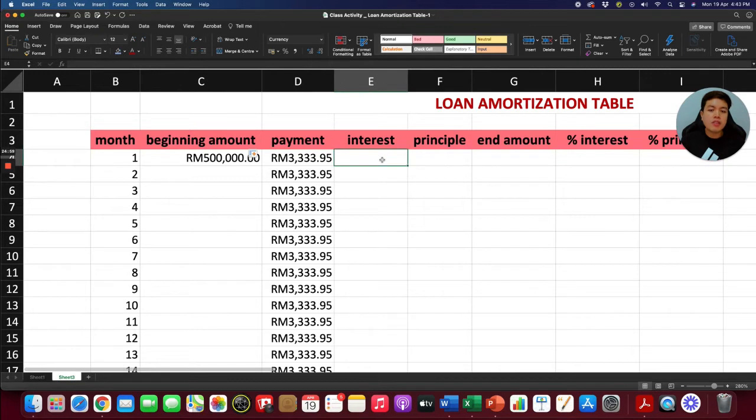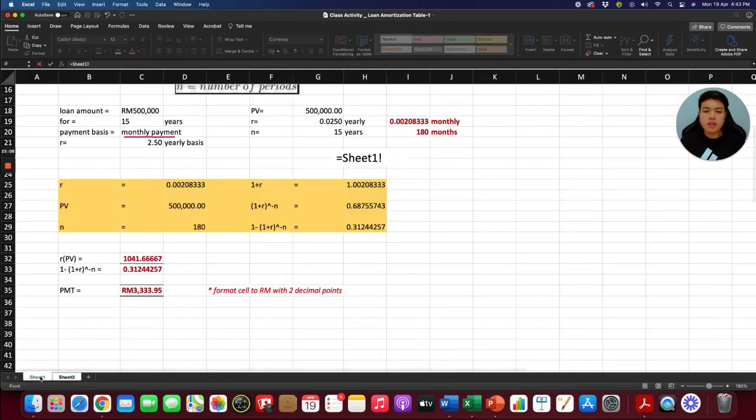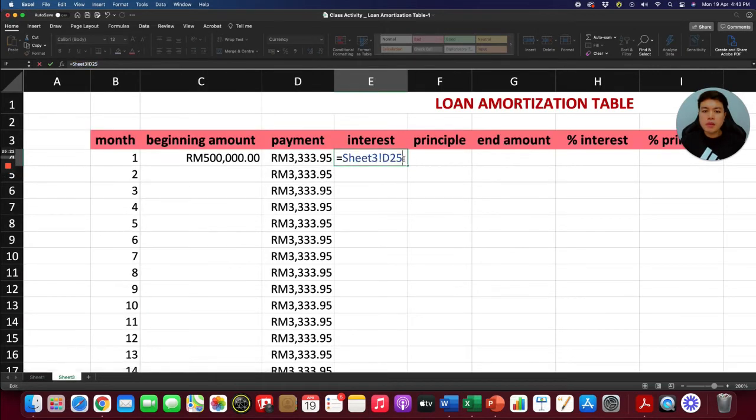Alright, what about interest? How to calculate interest? For the loan amortization table, interest is: equal sign, the interest rate. If you remember how much the interest rate was just now, don't forget your R, take your R, 0.0020833 here. Click it, and then times, small star, times your beginning amount, and then click enter.